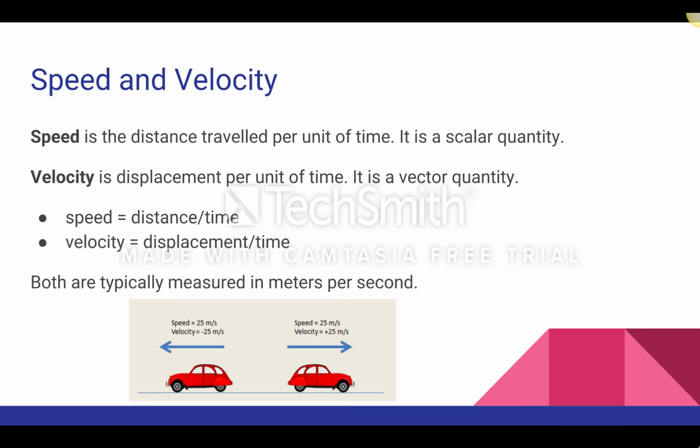In the picture, you can see one car going west and another car going east. The speed is 25 meters per second for both, but for the one going west, the velocity is negative 25 meters per second, while for the one going east, the velocity is just positive 25 meters per second.